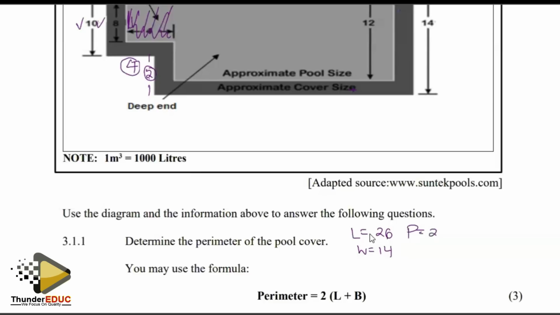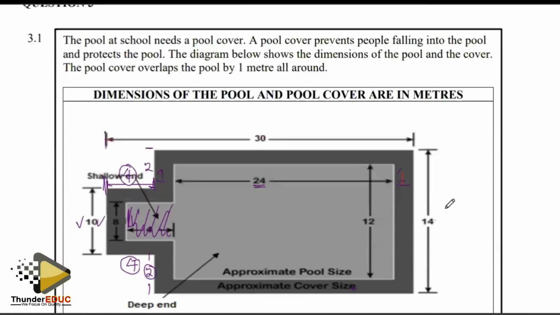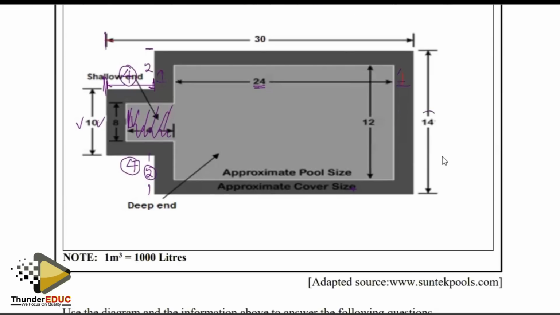Perimeter will equal to 2 into 26 plus 14. These ones I'm putting them in here because they're going to repeat. There's a 26 up here. There's a 14 here. There's a 14 this side. That's why I'm saying they're repeating. But then we have the 4, which is here, and here we have the 2, which is there, and here.